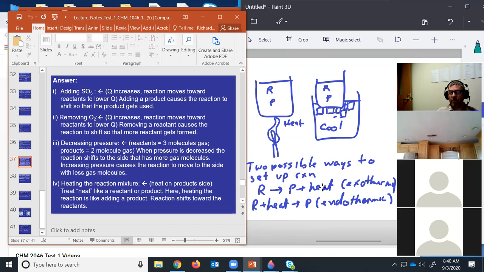Could you repeat that again? Sorry. If you heat an exothermic reaction, it'll go towards the reactants. If you cool an exothermic reaction, it'll go towards the products. Thank you. Does that make sense? I want to make sure that makes sense, folks. Does anybody have any questions?